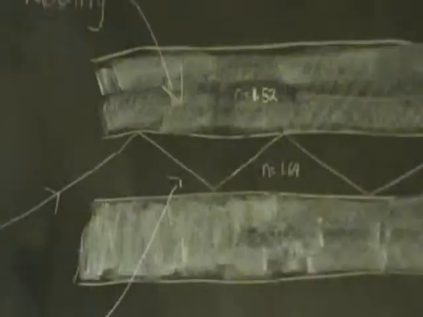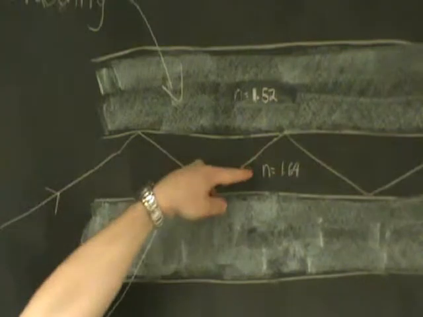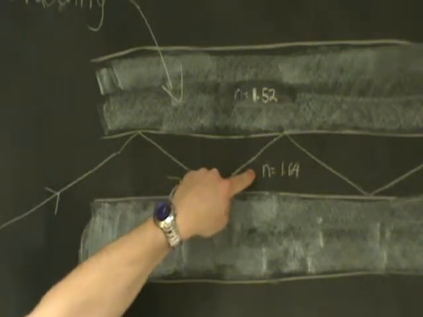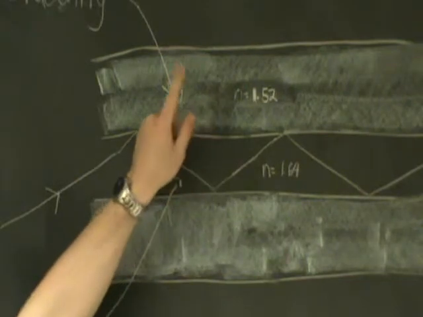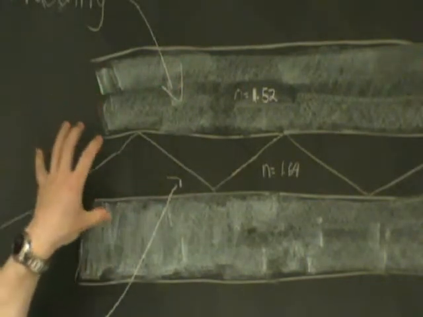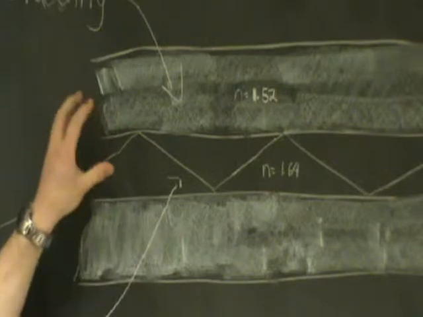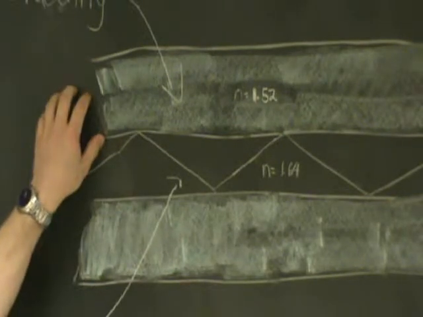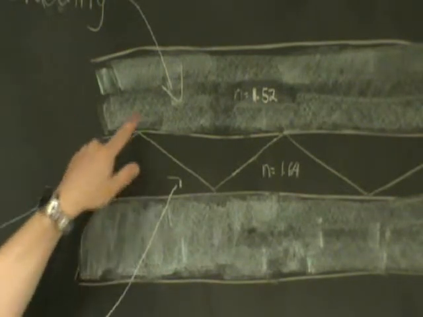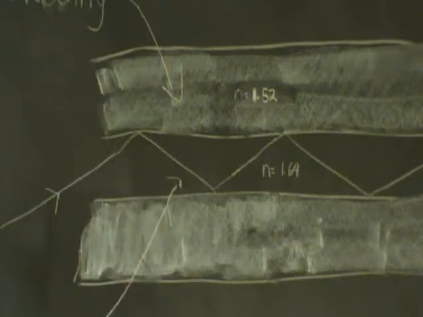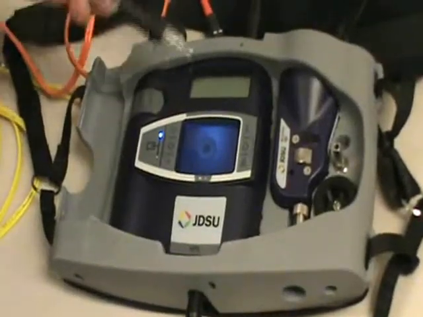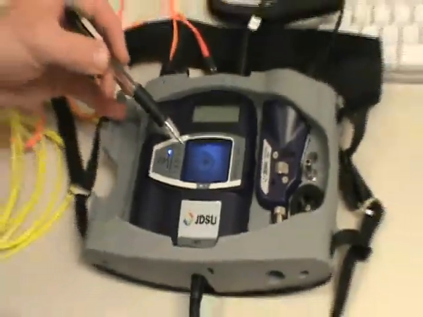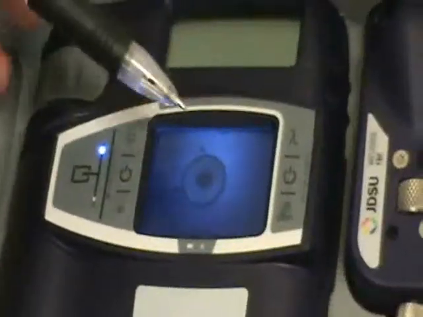fiber. Okay, so the core of a fiber optic cable has an index of refraction typically of 1.64, while the cladding has a lower index of refraction of 1.52. And in the higher index of refraction, the light travels slower than in the lower index of refraction. So as it meets the interface, it wants to bend back towards the slower medium, and that's how you get internal reflection.